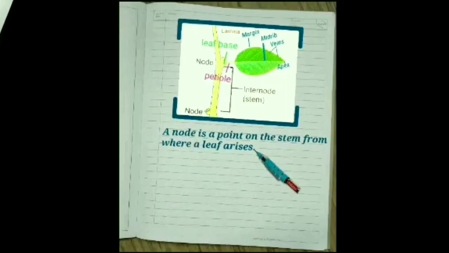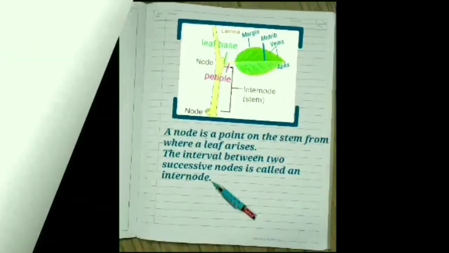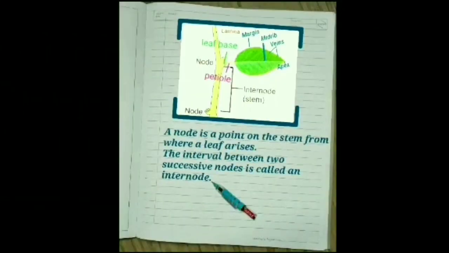A node is a point on the stem from where a leaf arises. You can see two nodes are marked in the diagram. We'll see this diagram again later. The interval between two successive nodes is called an internode, that is marked in the diagram.